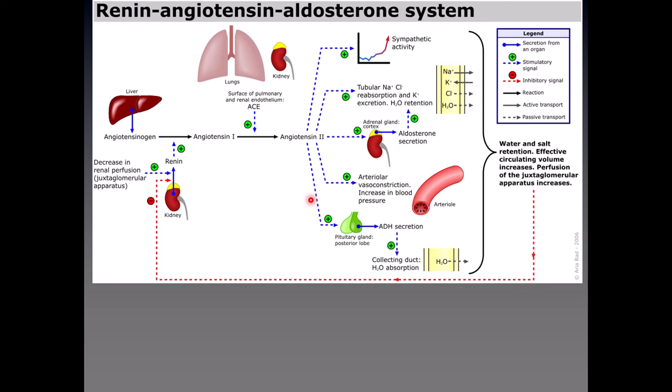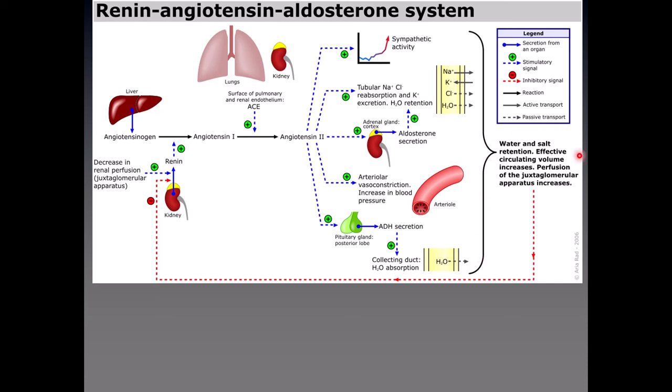Another function of angiotensin 2 is that it sends the stimulatory signal to the pituitary gland, the posterior lobe. The posterior pituitary gland releases ADH, antidiuretic hormone. This antidiuretic hormone sends the stimulatory signal to the collecting duct, and the water is reabsorbed through passive transport. If the water is reabsorbed, obviously blood volume is increased, so water is retained and the blood pressure is increased.